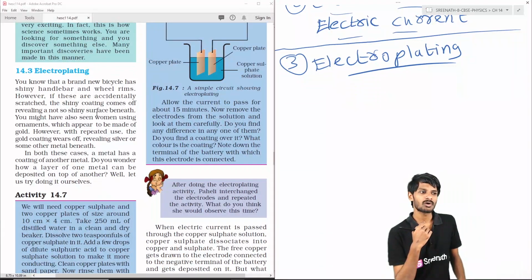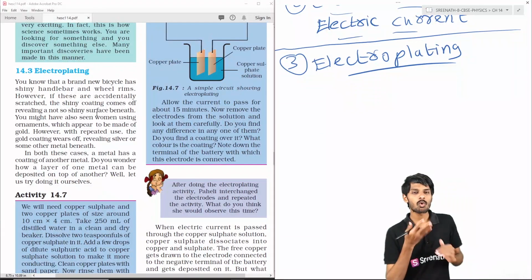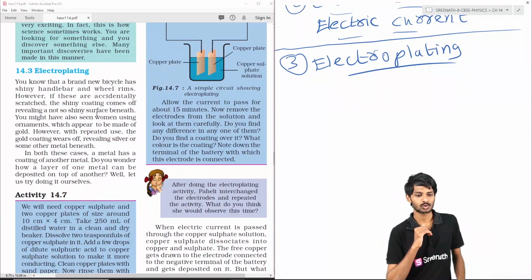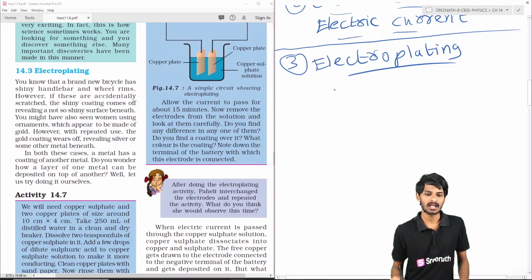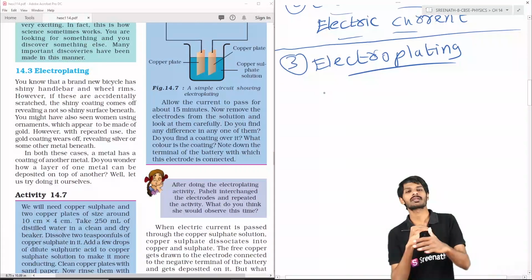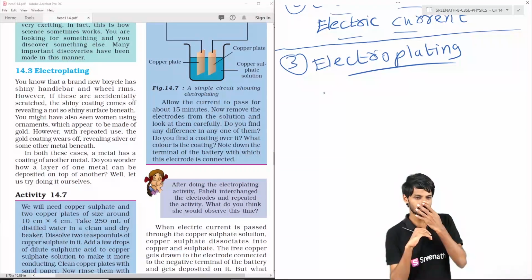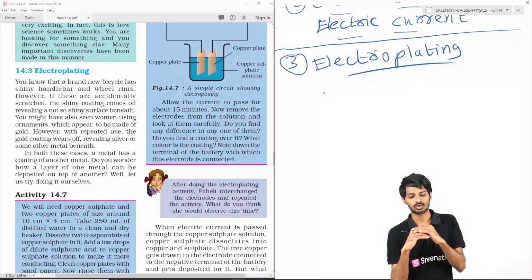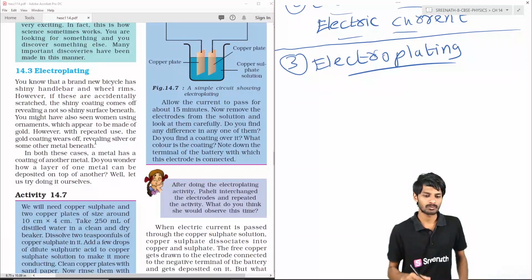So can you figure out how this shiny surface is coated on that previous surface? That is because of electroplating, students. So one metal is coated on another metal. Okay students, one metal is coated on another metal, that is because of electroplating.